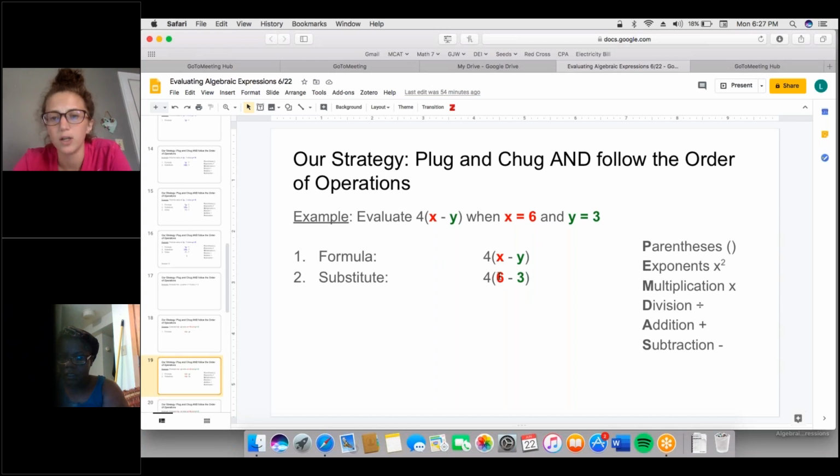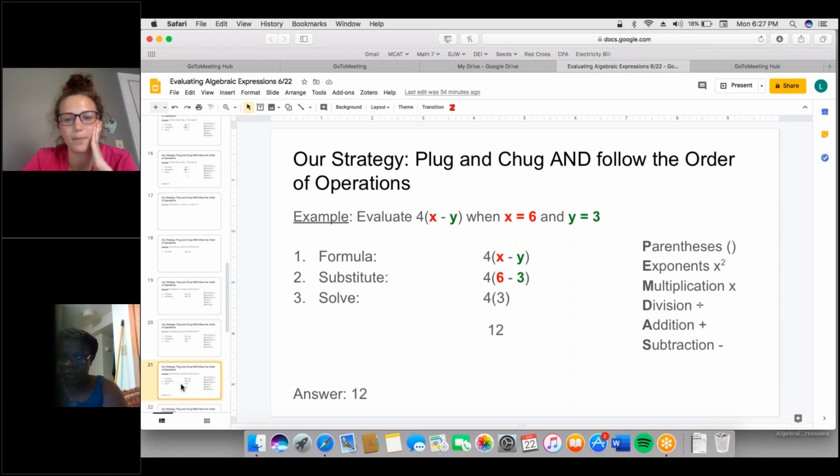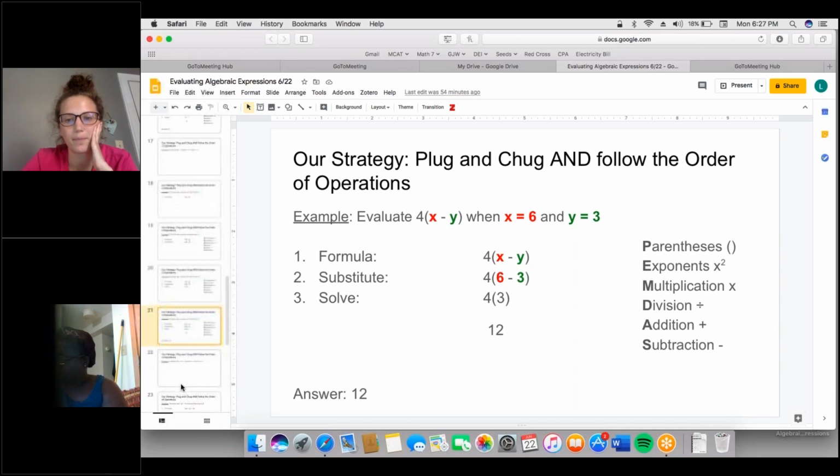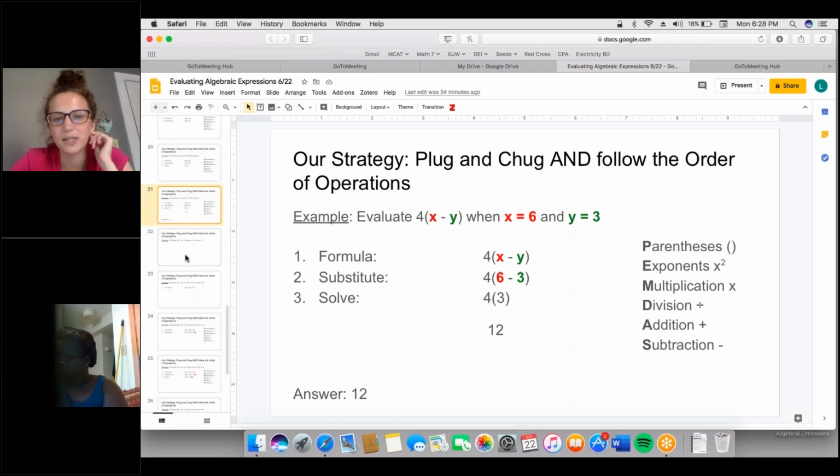So that's what I'll do. Inside the parentheses is 6 minus 3. So that's 3. And now all I have left is that multiplication. So I just have to multiply. All right, we'll look at one more example that's a bit trickier, but it's the same steps.